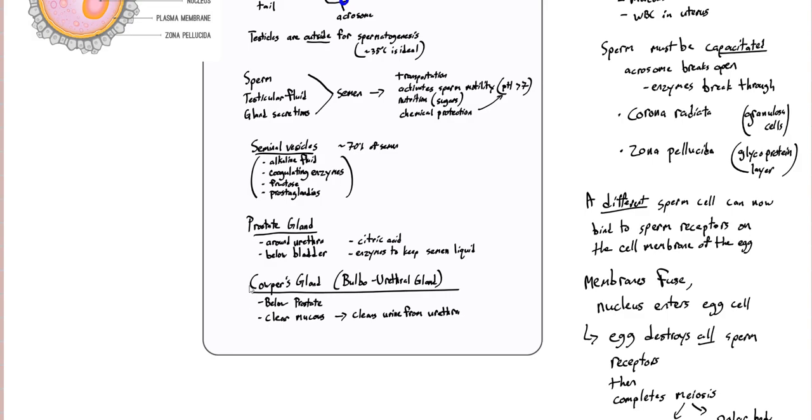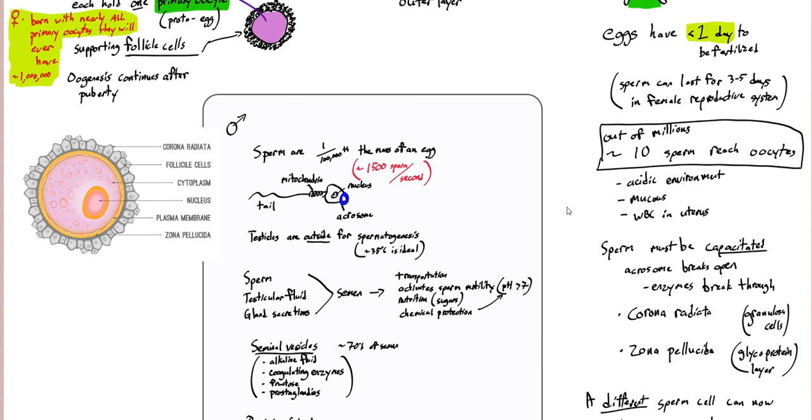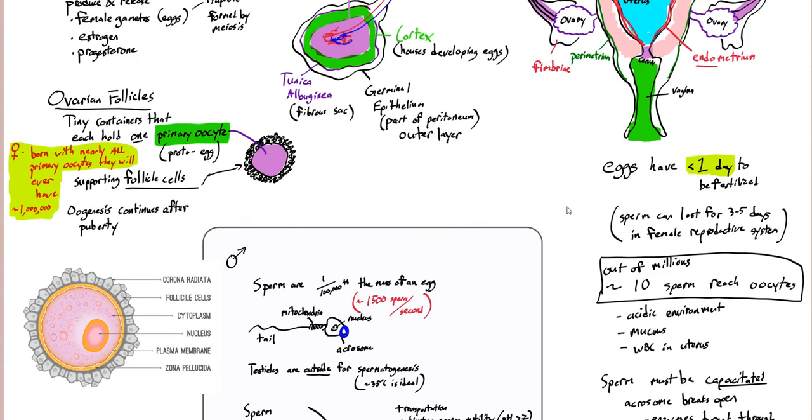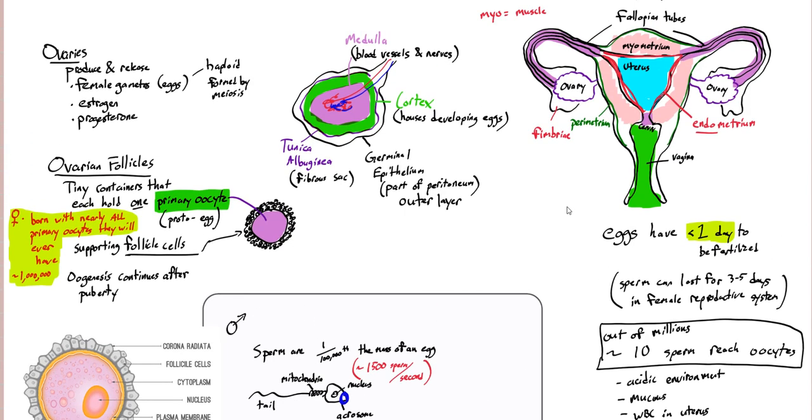And last, we have the Cowper's gland, or sometimes called what I think is a much better name, the bulbourethral gland, because it's fun to say. And that's just below the prostate, and that helps to clear the path because we don't want urine involved. We want just semen.